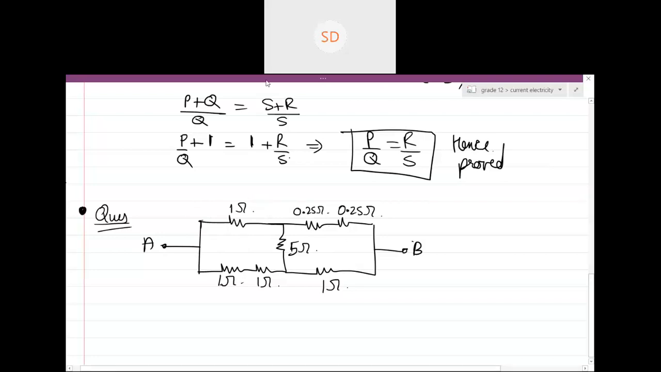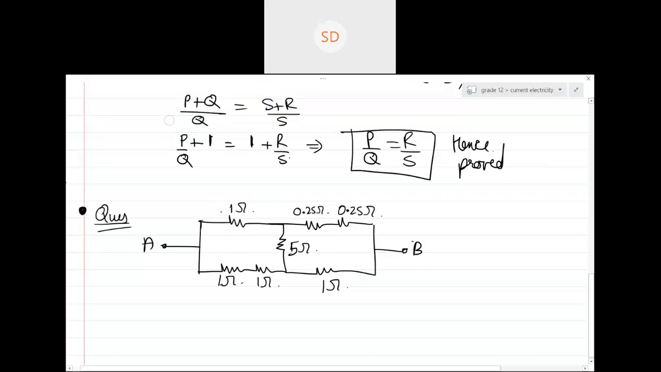What is the net resistance over here? What is P? P is basically this one, right? And what about Q? 2 ohm, right? 1 ohm plus 1 ohm, 2 ohm, series connection we added. What about R? 0.5. And what about S?